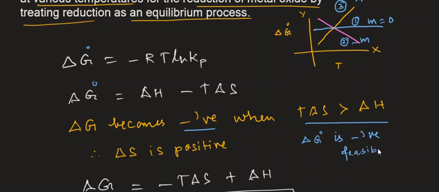Okay, so feasibility of the reaction is represented as delta G. So in that case, what about delta S? Delta S should be positive. So an increase of entropy also indicates the feasibility of the reaction. Okay, right. Now let us check this.